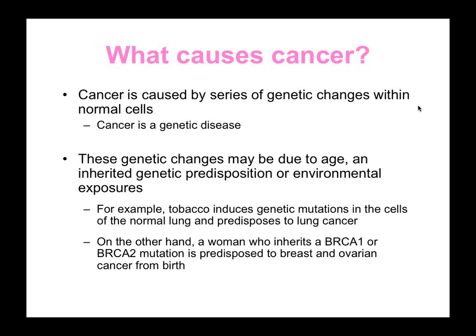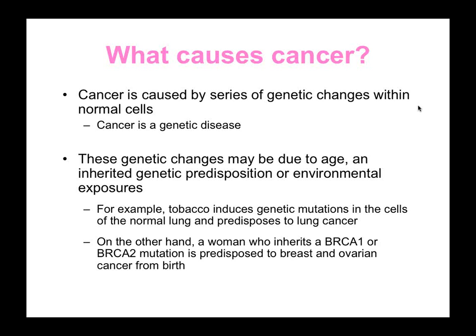On the other hand, you might have an inherited genetic predisposition to cancer, or you may be exposed to some environmental toxin that predisposes to cancer by causing mutations in your cells. An example would be someone who is a smoker. We know that tobacco induces genetic mutations in the cells of the normal lung, and that does put that person at increased risk to develop lung cancer.